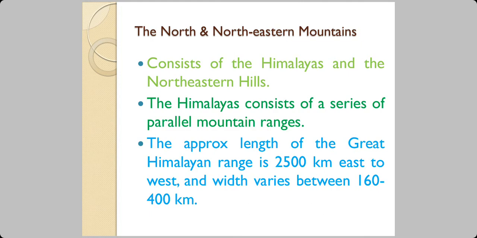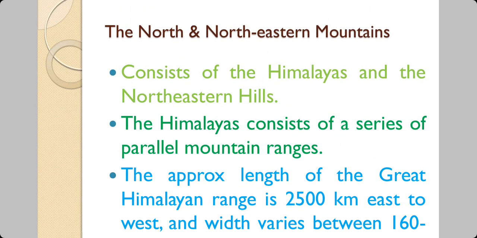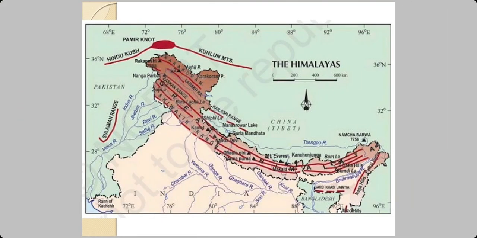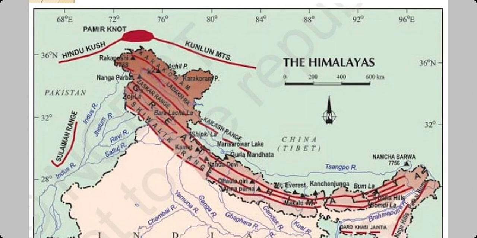Now, when we go to study them one by one, the north and the northeastern mountains consist of the Himalayas and the northeastern hills. The Himalayas consist of a series of parallel mountain ranges. The approximate length of the Great Himalayan Range is about 2,000 kilometers when you measure it in the east to west or west to east direction. The width varies between 160 kilometers and 400 kilometers.